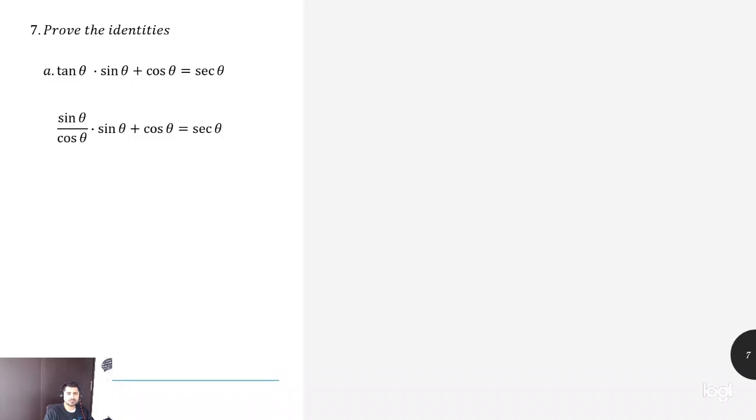Then, collecting this, the common denominator is cosine. So then cosine, here the sin times sin is sin squared plus cos squared. Because of the trigonometric identity properties, you know that this is exactly 1. And then you already know that the secant of theta is exactly equal to 1 over cosine.